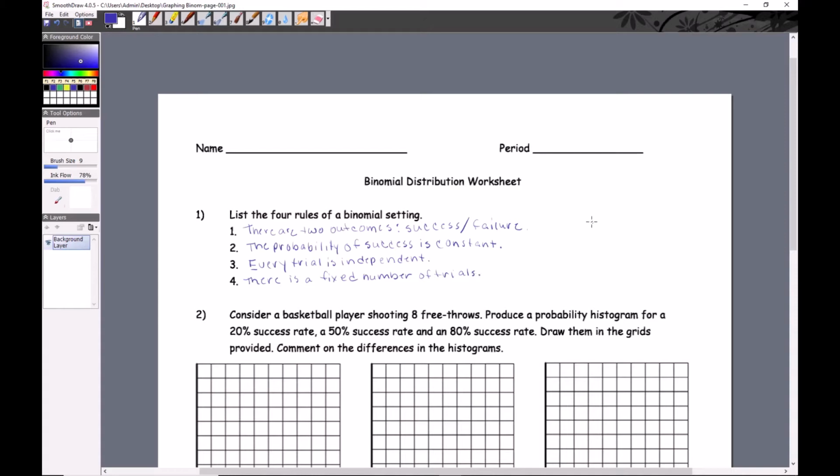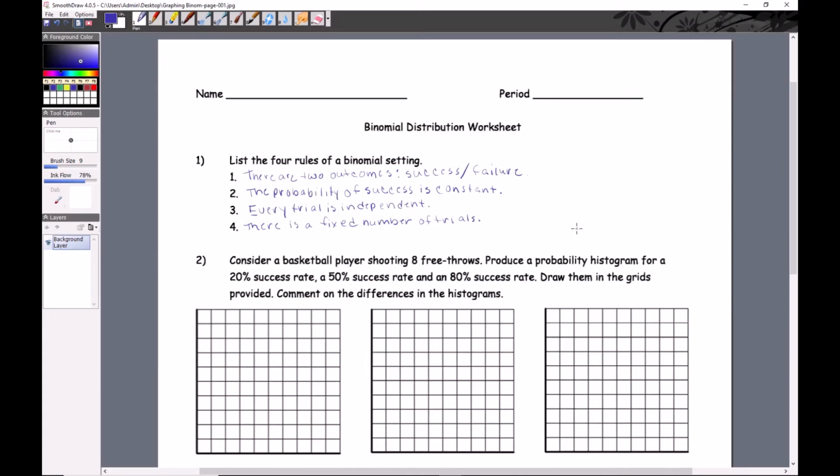Okay, so you need to commit those to memory. You need the formula for calculating binomial PDF. You need the formula for mean and the formula for standard deviation. So these aren't tough, but at some point we need to get those down.